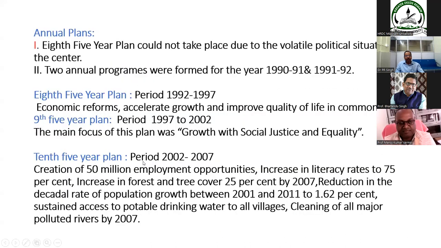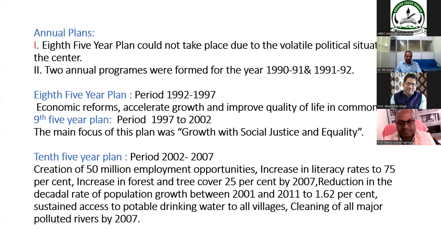Then after annual plans in the year 1991-92, came the eighth five-year plan, 92 to 97. That is a very reform-oriented plan because economic reforms were introduced in it and we opened our market to the entire world. In that plan period, they achieved so many things in the finance sector, in the industrial areas, in foreign exchange, etc. But it did not achieve growth in the international sector, GDP growth and agriculture sector growth.